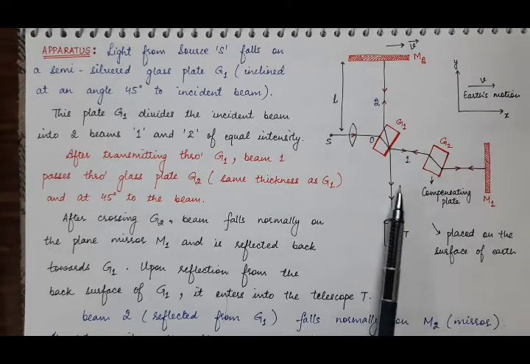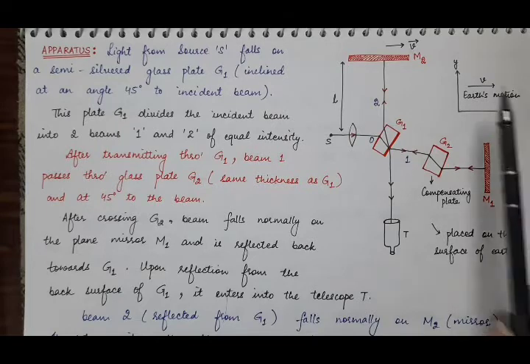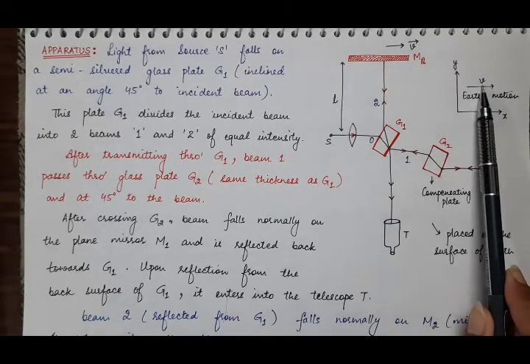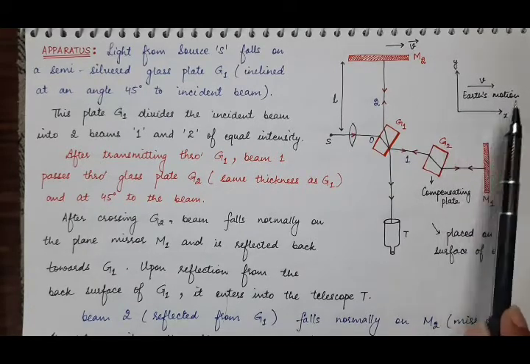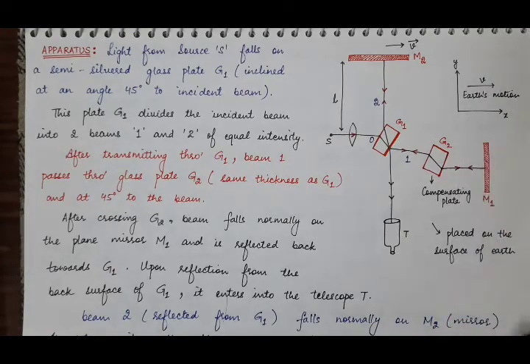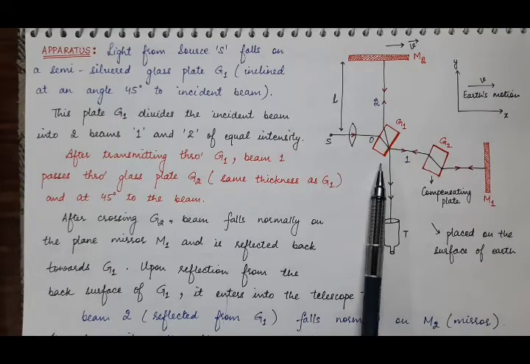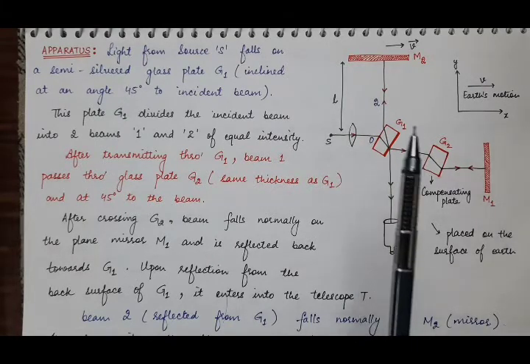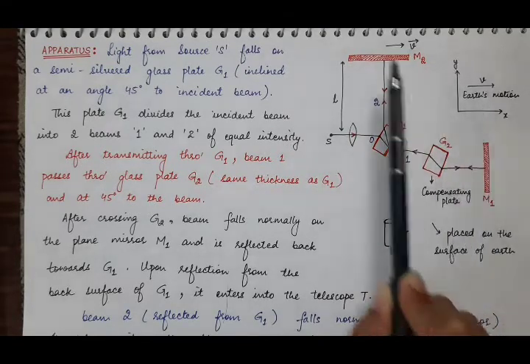And this whole Michelson-Morley apparatus is placed on the surface of Earth, and Michelson and Morley supposed that the Earth is moving through ether with orbital velocity v. So suppose this is the coordinate system, and Earth is moving along the x-axis with orbital velocity v through the medium ether. And if this Michelson-Morley apparatus is placed on the surface of Earth, then this apparatus will also move in the direction of motion of Earth with velocity v.